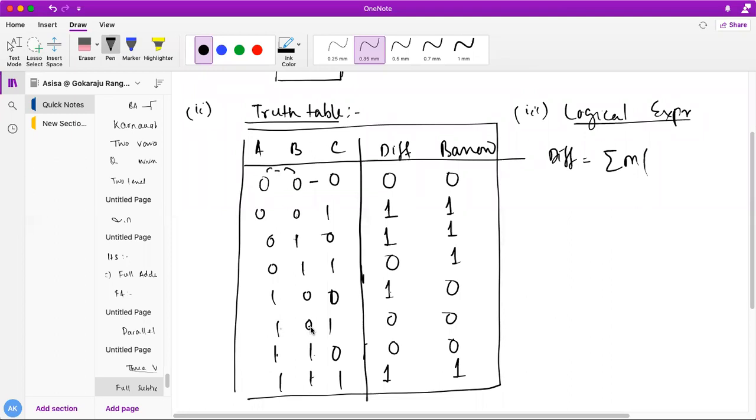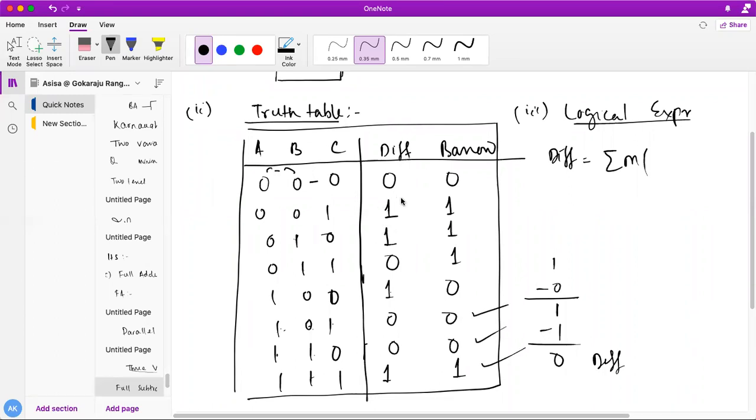1 minus 0 is 1, then 1 minus 1 is 0, so the difference is 1. If I do 1 minus 0, it is 1, then again 1 minus 1 is 0, so the difference is 0. Okay, borrow. Do all of you understand this? Very simple, nothing else.